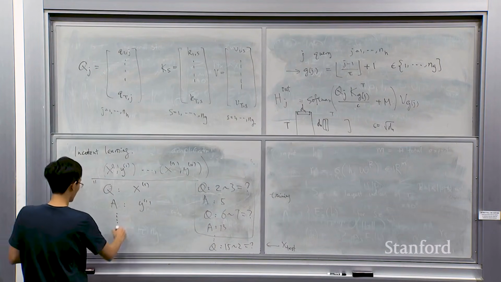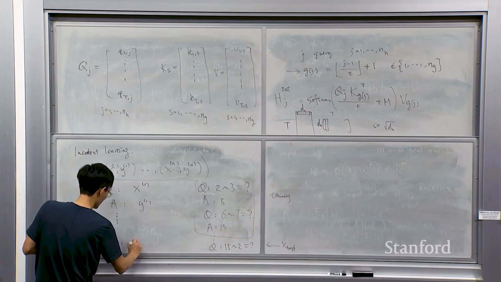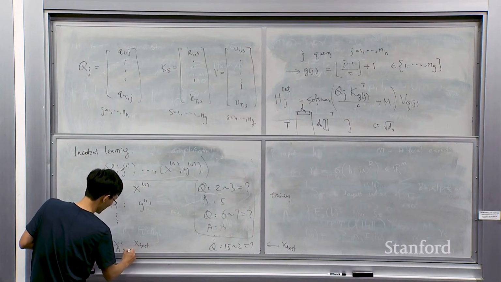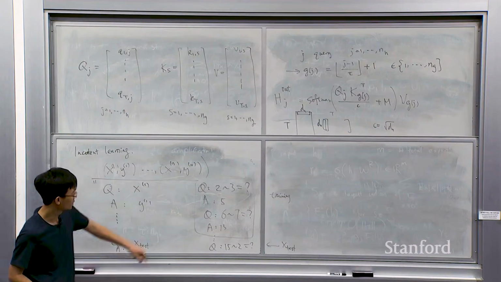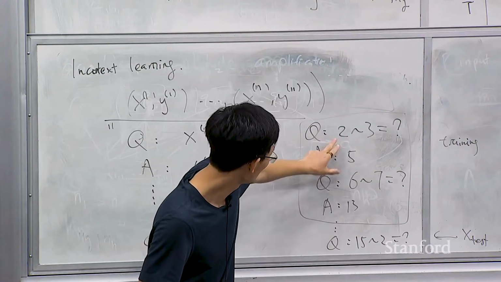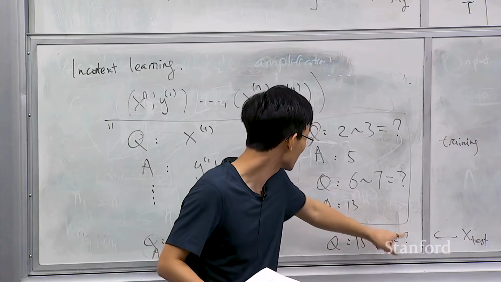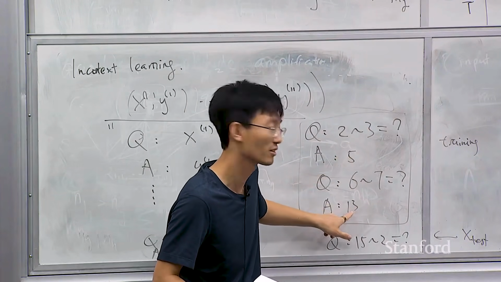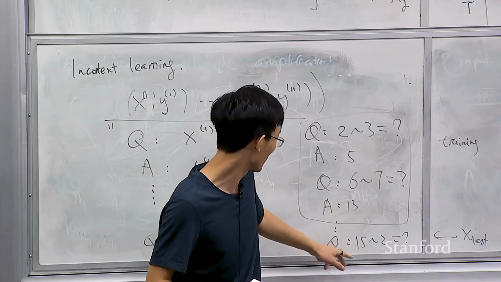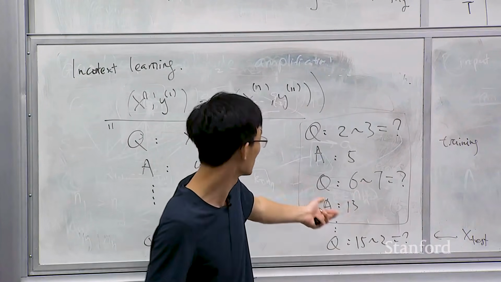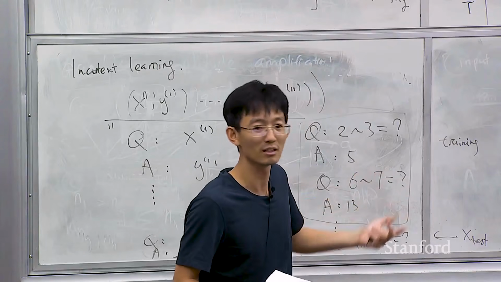And okay, so abstractly speaking, you just write the X test at the end. And then you have A, and you hope it will fill in the numbers you want. So in this example, I think you are all humans, you can probably guess what this should be, right? 2 tilde 3, 5, 6 tilde 7, 13. I think most people would guess 17, right? Because you should interpret this as plus. So that's the learning part, right?